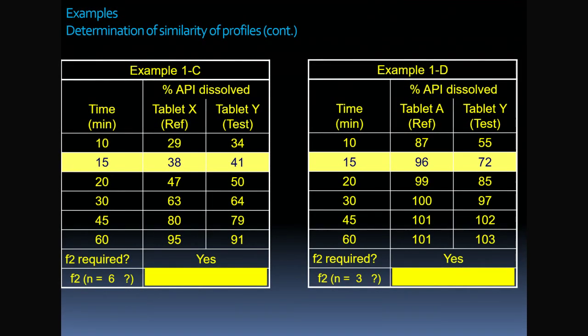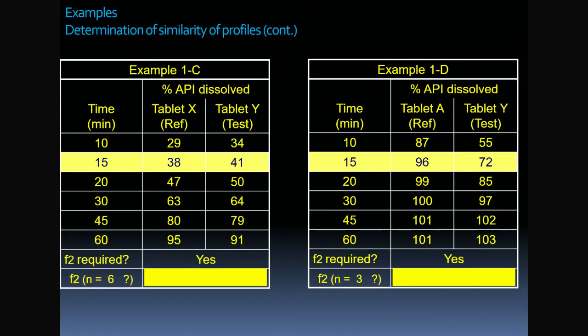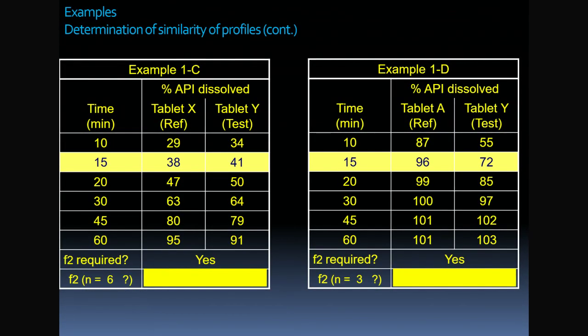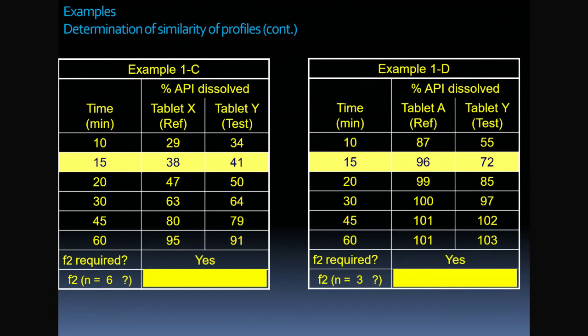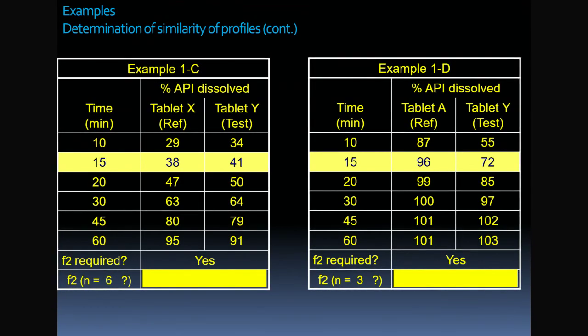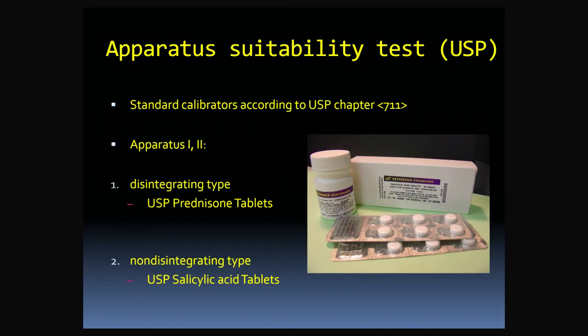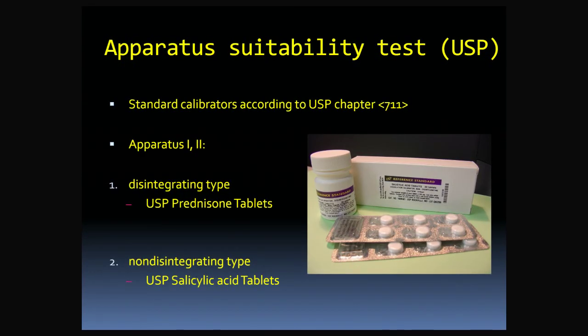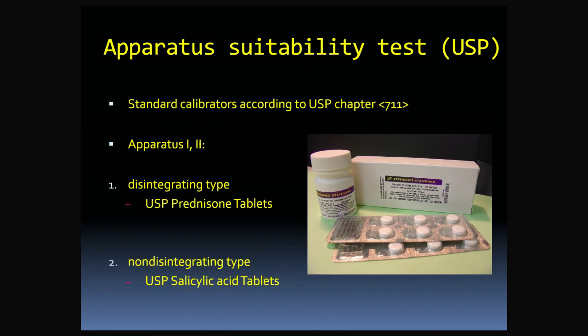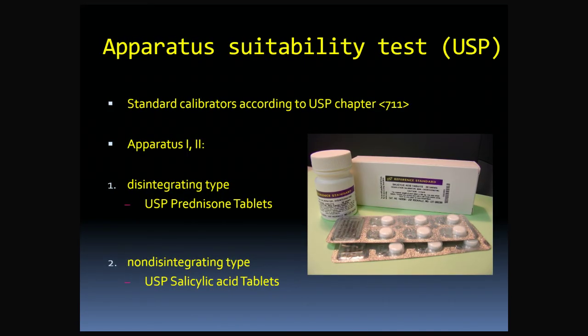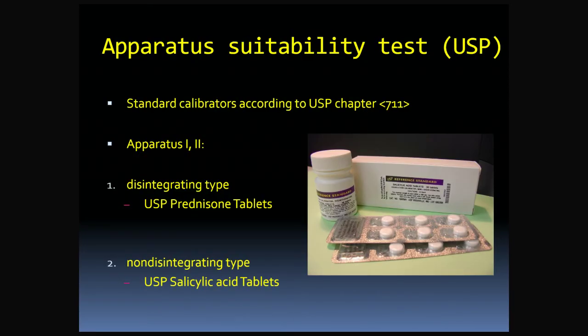By strictly terminating the calculation at the third interval, we ensure the F2 factor remains a sensitive measure of the active mass transfer phase, rather than the static plateau. USP Chapter 711 mandates an apparatus suitability test to ensure that the mechanical and hydrodynamic environment of your dissolution vessel is precisely calibrated before any experimental data is collected.